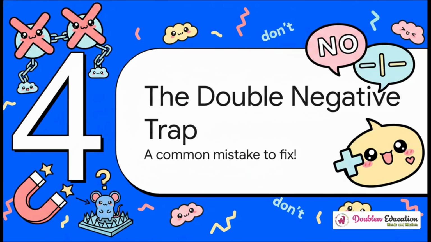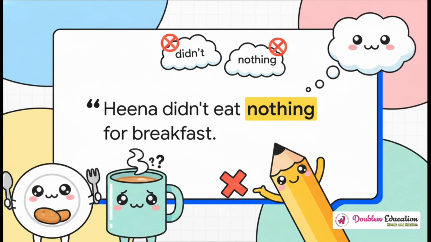Okay, now it's time for a little pro tip. This is a super common mistake. Even grown-ups make it sometimes, but you're going to learn how to avoid it. It's called the double negative trap. So look at this sentence on the screen. Hina didn't eat nothing for breakfast. Does that sound a little weird to you? The problem is it has two no words. We have didn't, which is just did not, and then we have nothing. And here's the big rule in English. You only get one no word in a sentence. Using two just makes things confusing and, well, it's just not right.